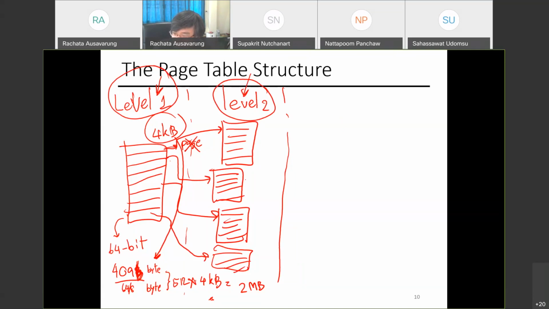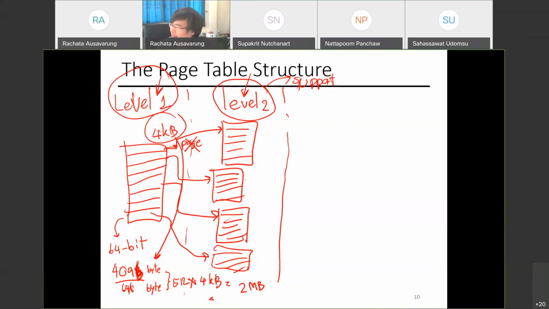So now with 2 levels, you can support 512 multiplied by 512 multiplied by 4 kilobytes. Is it a lot better than 512 multiplied by 4 kilobytes? The answer should be yes. Basically, now you can support way more data.